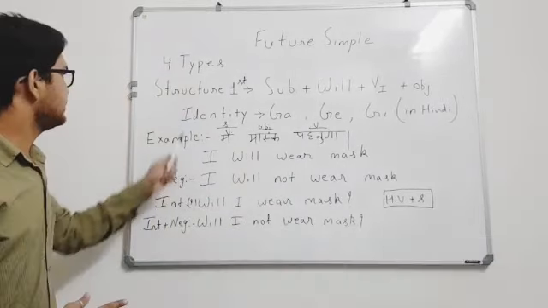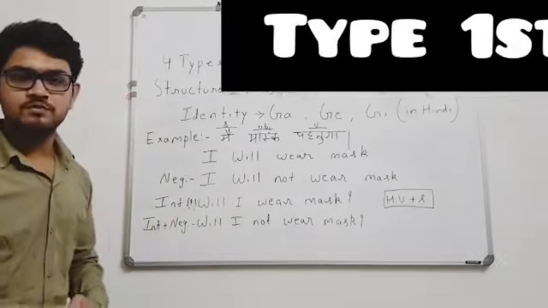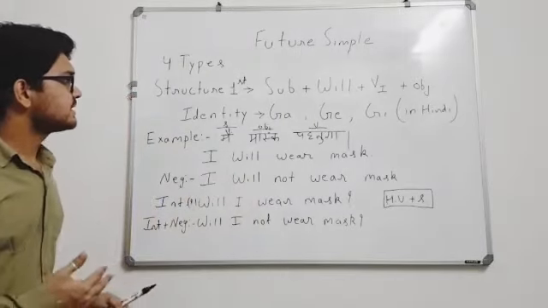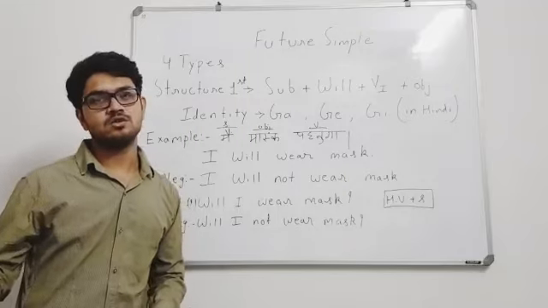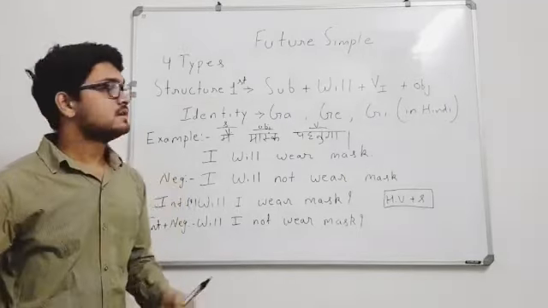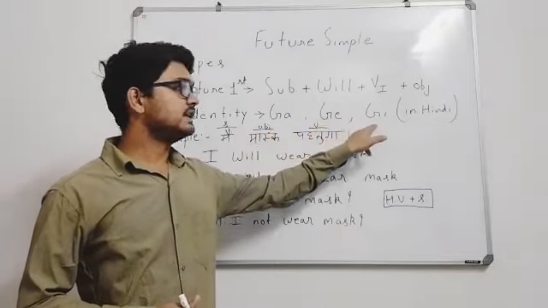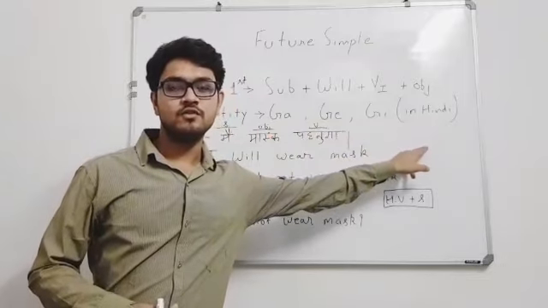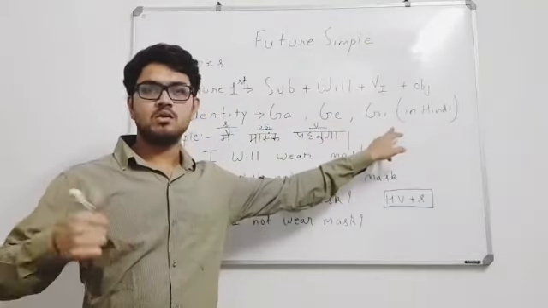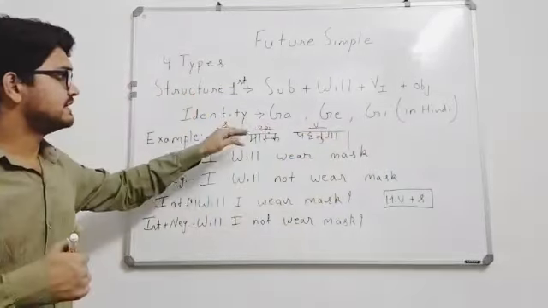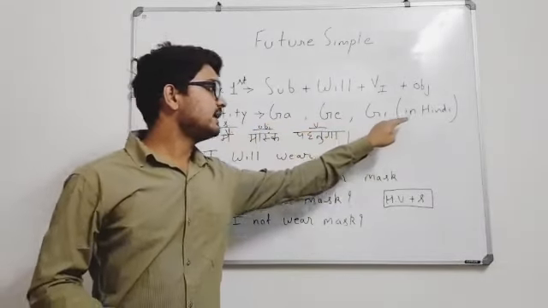So the first one we have today is structure number one, that is subject plus will plus verb first form plus object. It means in the sentences we have an identity, as we had in the earlier tenses, as we saw in the present and in the past. Just like that we have over here too, that is ga, ge and gi in Hindi. If you have watched my earlier videos, you will understand what it is. And if you haven't, go and watch all of them, and then you can understand this very well. Okay, so that is ga, ge, and gi in Hindi.